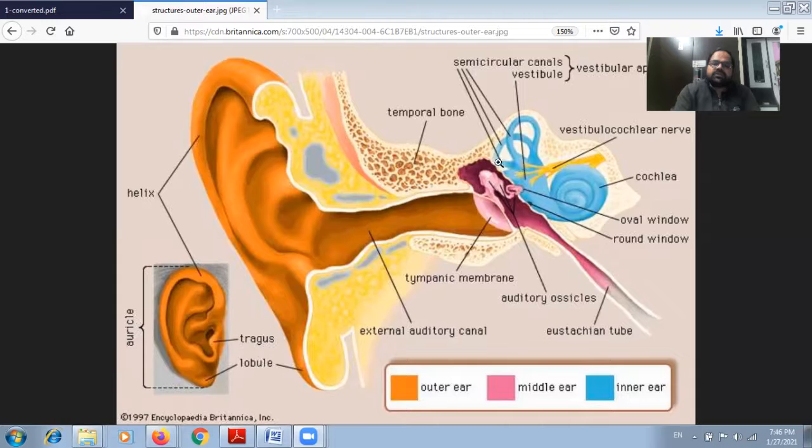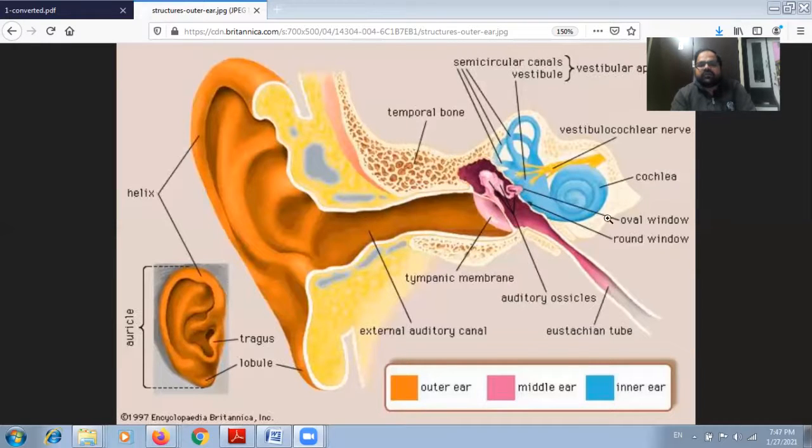The middle portion is composed of a cavity. Inside this cavity, there are three bones. These three bones are also called ear ossicles, and this chamber is connected with a tube which is called the eustachian canal or eustachian tube. In between the external ear and middle ear there is a membrane. This membrane is called the tympanic membrane, and after this middle ear, the internal ear is there.